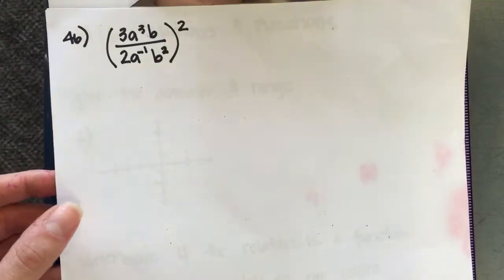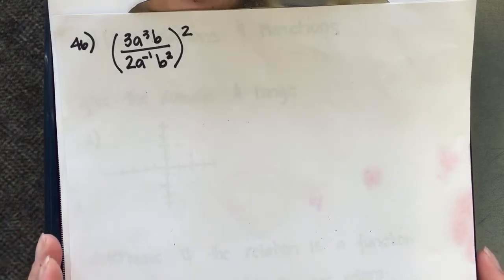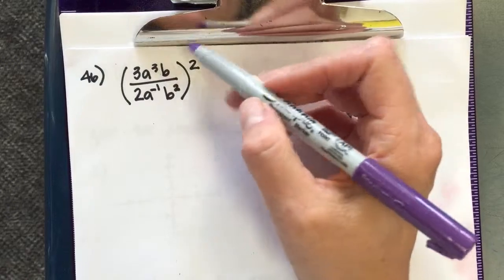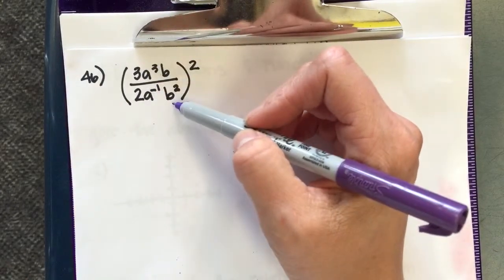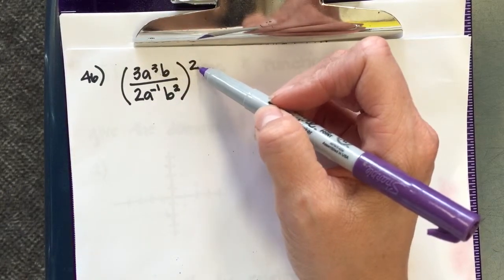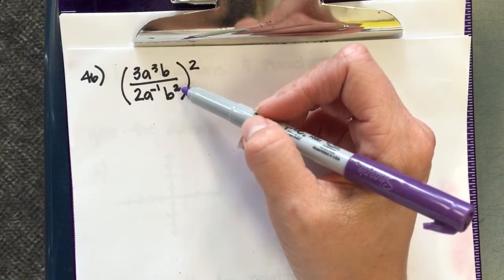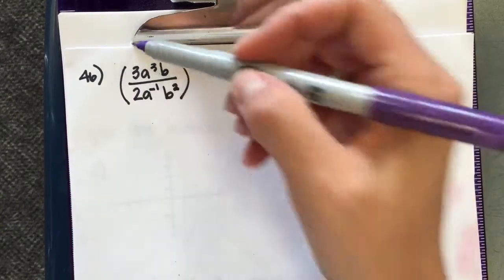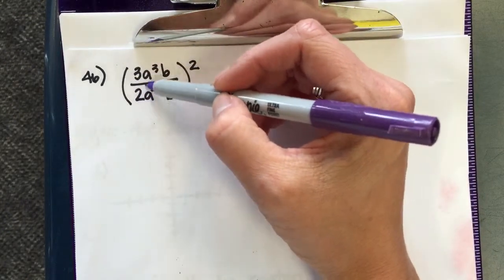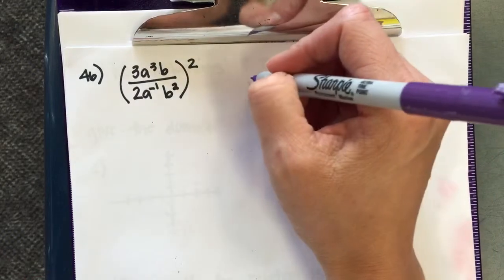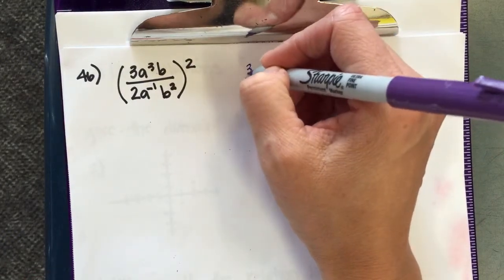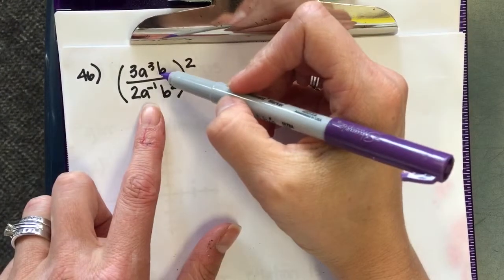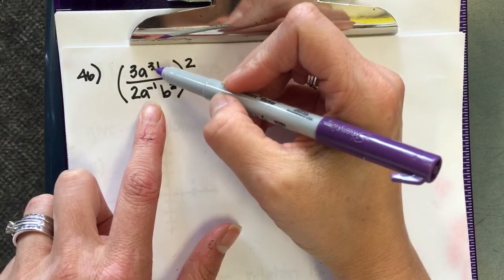And then the last one for today, I just picked one that I thought looked kind of ugly, maybe that you would think looked kind of ugly. So we could simplify inside first and then deal with the 2, or we could distribute the 2 through to everything first and then simplify at the end. I'm going to choose to simplify first. So coefficients, 3 over 2 does not reduce. 3 on the top, 2 on the bottom. Next, we're going to focus on our a's. A to the 3rd, that's okay.